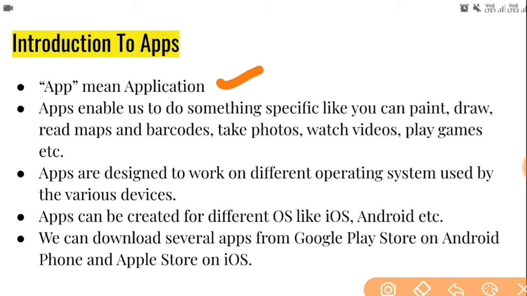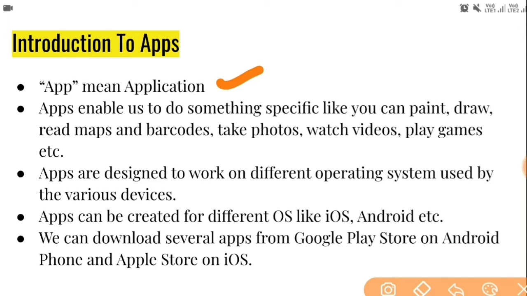Now the next thing is apps are designed to work on different operating systems used by various devices. If you are using a Windows phone or a Windows operating system, you can use apps on that operating system. If you are using a Macintosh or an Apple operating system like iOS, you can also use them there. So apps are everywhere and are designed to work on different operating systems.